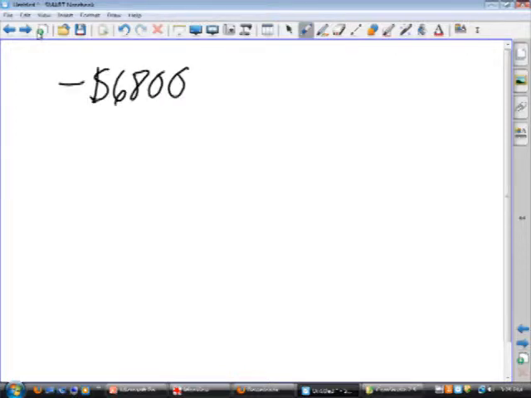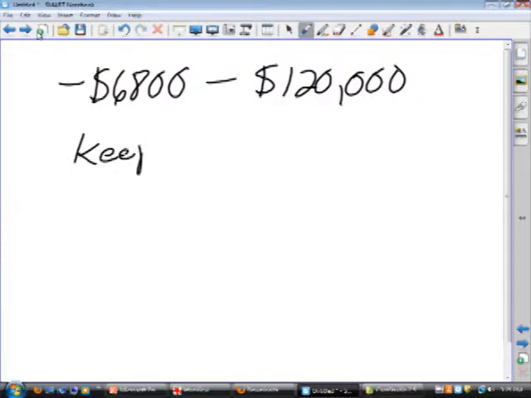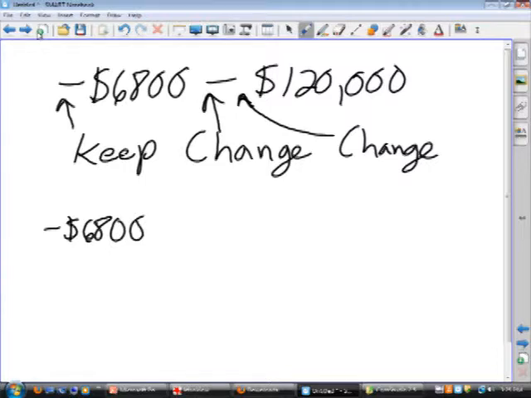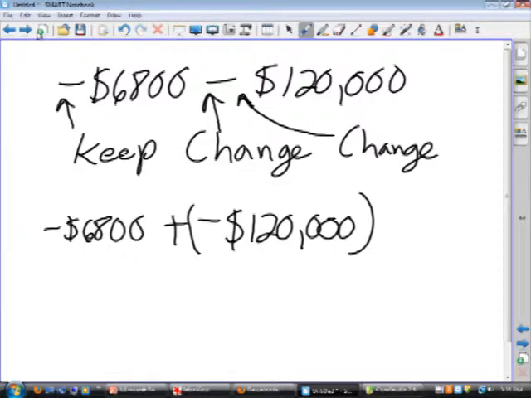And the way we did this is by you have the negative $6,800 and you're going to subtract the $120,000. The rule we use for this is keep, change, change. So we're going to keep the first sign, change the second sign. We're going to change the sign on the $120,000. So you still have a negative $6,800. Now your negative sign is going to change to a positive, and the imaginary positive in front of the $120,000 is going to change to a negative. So essentially you have negative $6,800 plus another negative $120,000. So that's how you get the negative $126,800.